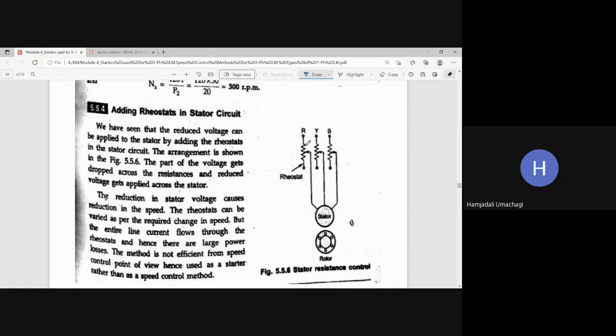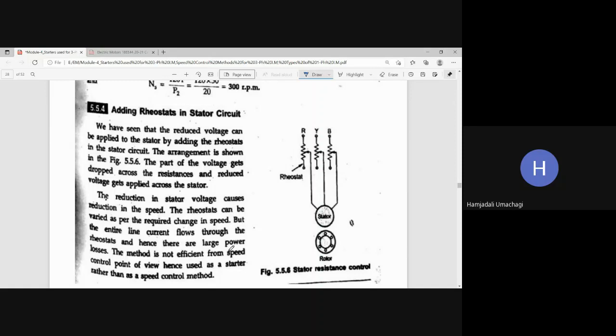Because of that, instead of using this method for speed control, it can be used as a starter. So this method serves best as a starter rather than as a speed controlling method. So this is all about speed control of the three-phase induction motor from the stator side.